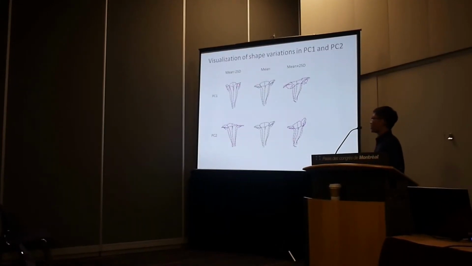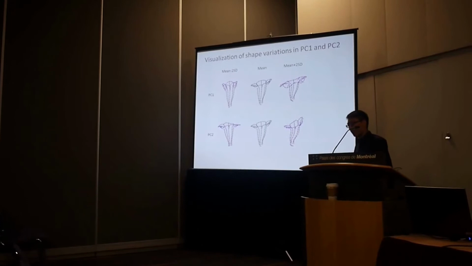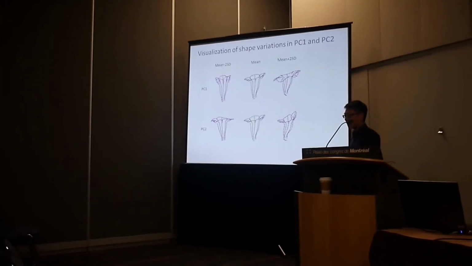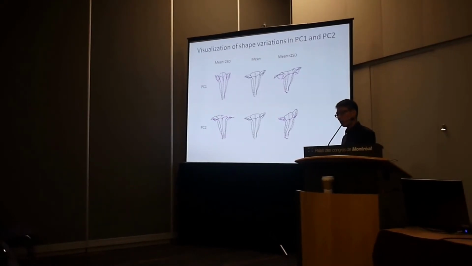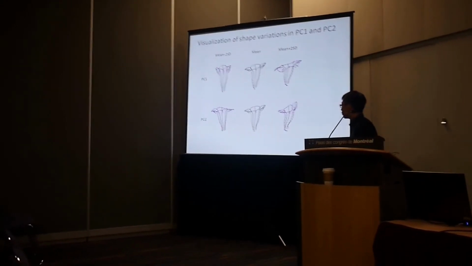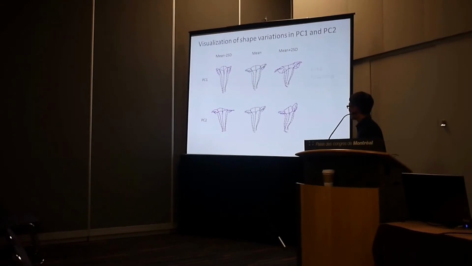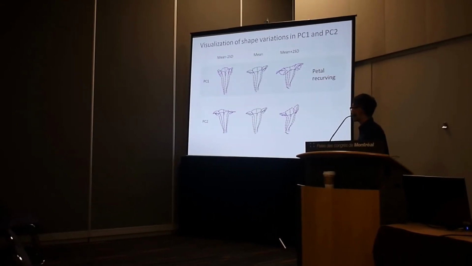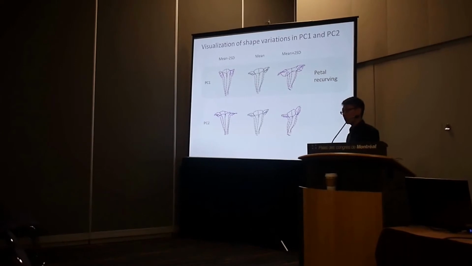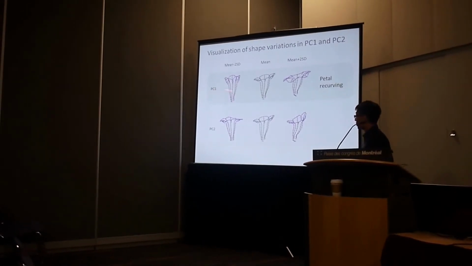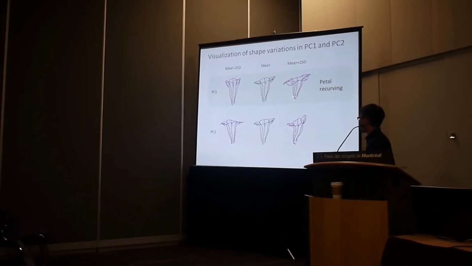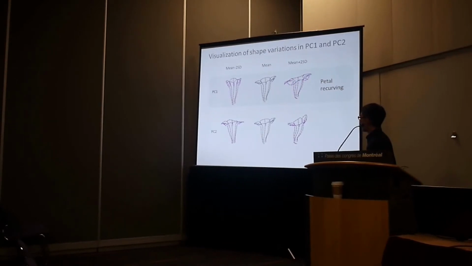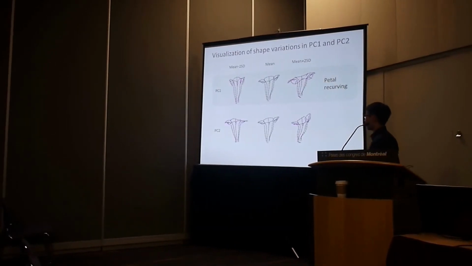So this slide shows the visualization of floral shape variation in the first two PCs. As we just mentioned, the first two PCs can represent the major shape change among F2 flowers. So for PC1, the shape change corresponds to the level of petal recurving. The flowers with small PC1 values have a lower degree of petal recurving, while the flowers with large PC1 values have a higher degree of petal recurving.